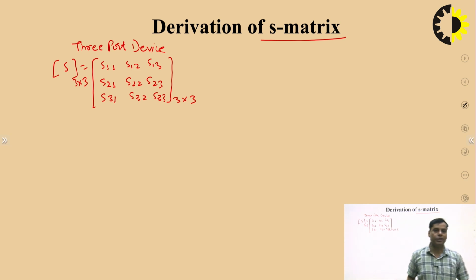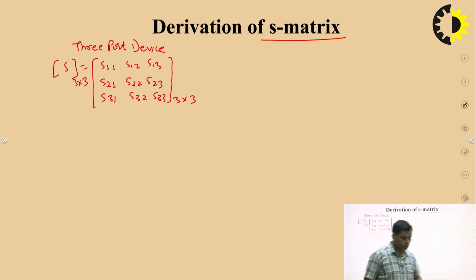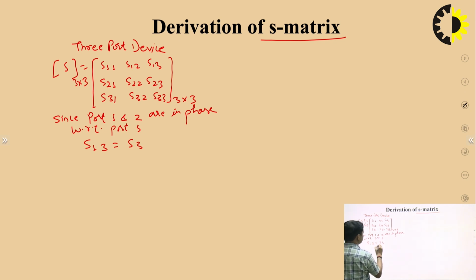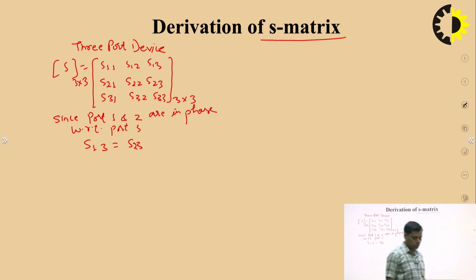As per the property, since ports 1 and 2 are in phase with respect to port 3, the scattering parameter S13 is equal to S23. This is one property we can use here.